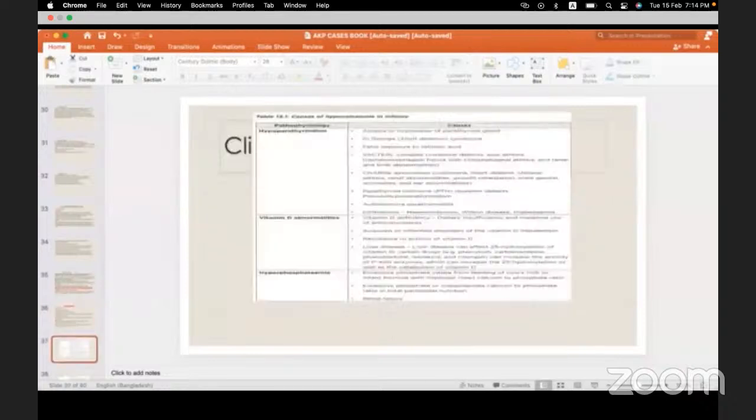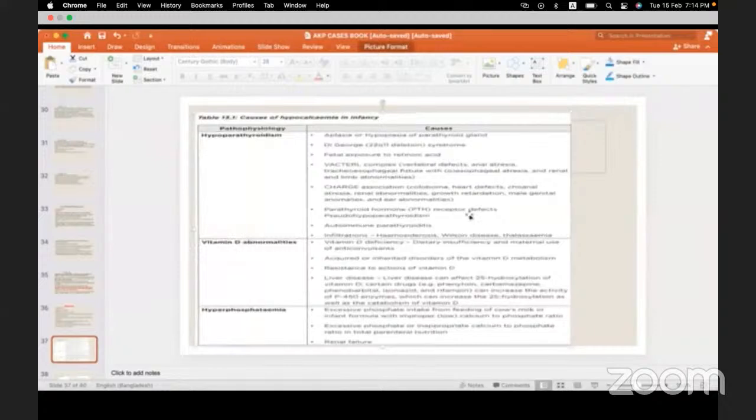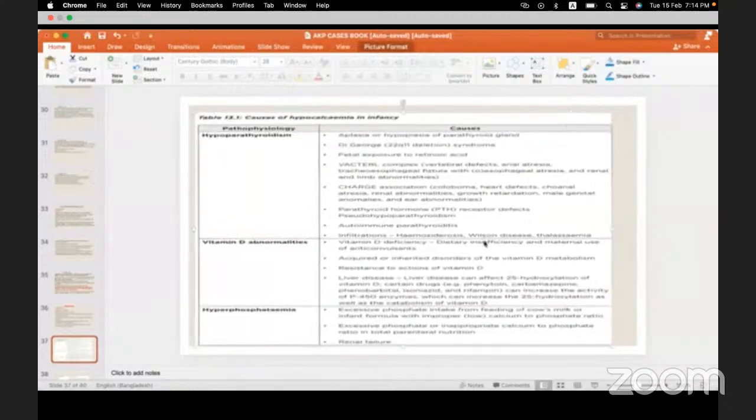Now from this table, you have to understand what the causes of hypocalcemia in infancy are. This question is very popular in AKP and also part 1. The most common cause is maternal vitamin D deficiency. This is the most common cause because we are getting this from the mother.